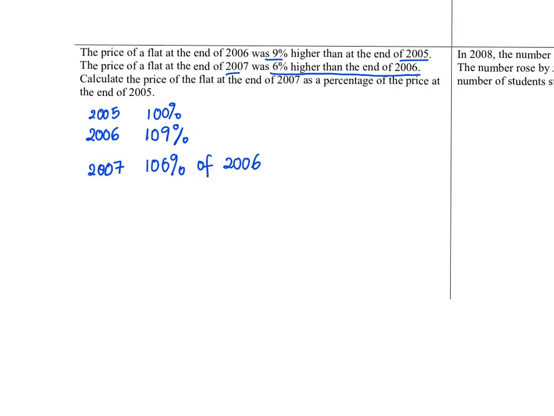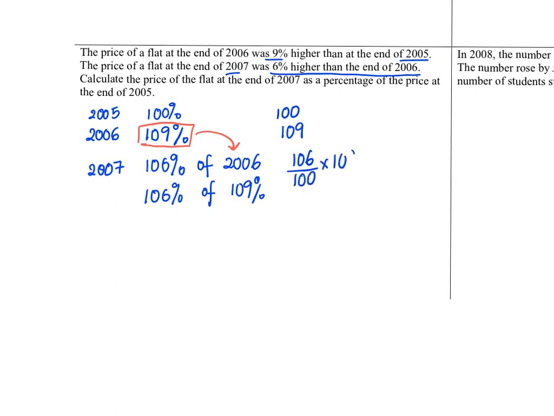So the price in 2006 is actually 109%. So that gives me 106% of 109%. Okay, now this looks a little bit confusing. Let's say this is 100 units. That means 2006, this will be 109 units, isn't it? That means in 2007, I will have 106 over 100 times 109.